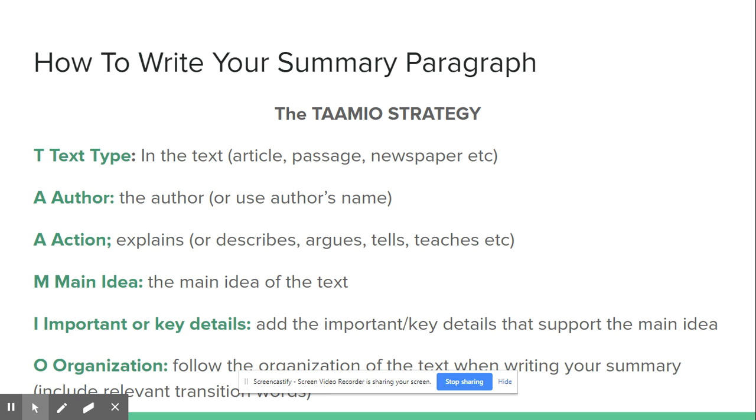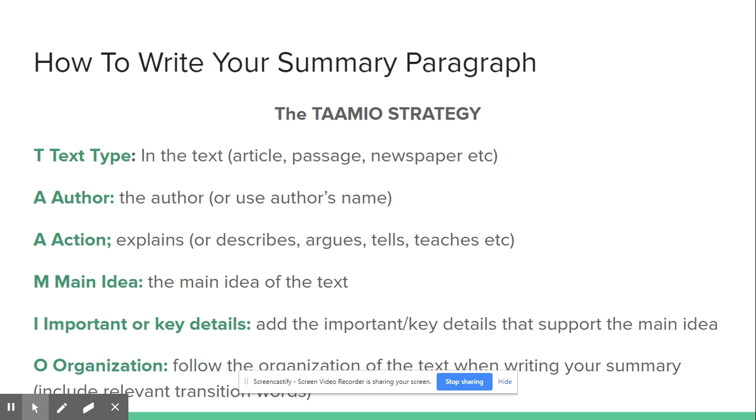The I stands for important or key details. This is where you add, of course, important or key details that support the main idea. And then the O stands for organization. So you're just following the organization of the text when writing your summary, and you're including relevant transition words whenever you're doing the organization part of the strategy. Again, that is what TAMIOO stands for.